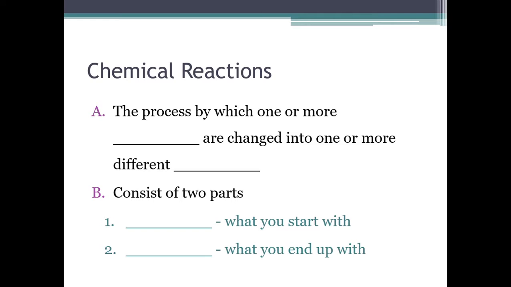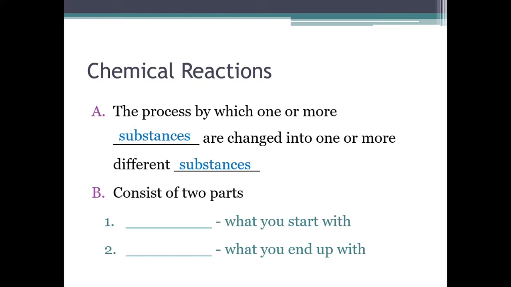All right, so a chemical reaction is the process by which one or more substances are changed into one or more different substances. At the beginning of the year, we talked about chemical versus physical changes and how in a physical change, you still have the same thing at the beginning and end of a reaction. In a chemical change, in a chemical reaction, that's not true. We're changing into something completely new here.